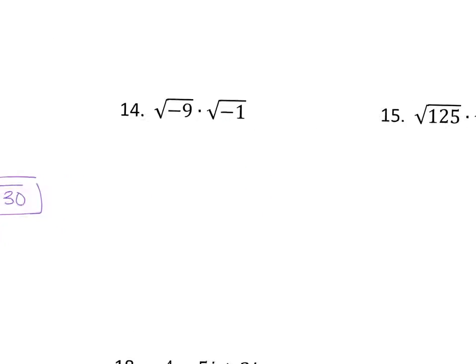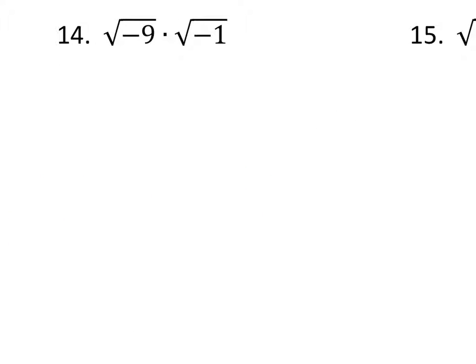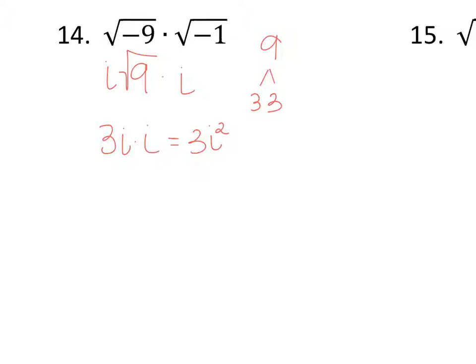All right, well, number 14. Number 14 is no different. First of all, I have i, right? And then square root 9 times, well, square root of negative 1 is going to be i. But square root of 9 is actually a perfect square, right? It's 3 times 3. So I'm going to have 3i and then times another i. Well, it's going to become 3i squared. But i squared, as we said, equals negative 1. So it's going to be 3 times negative 1, and that equals negative 3.